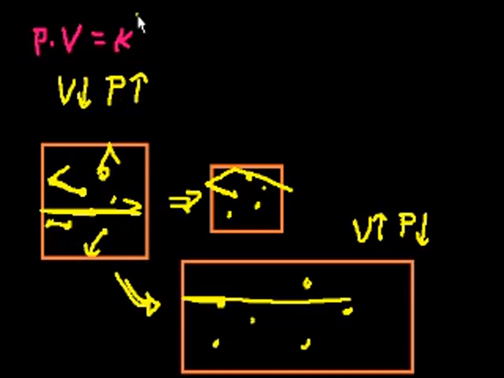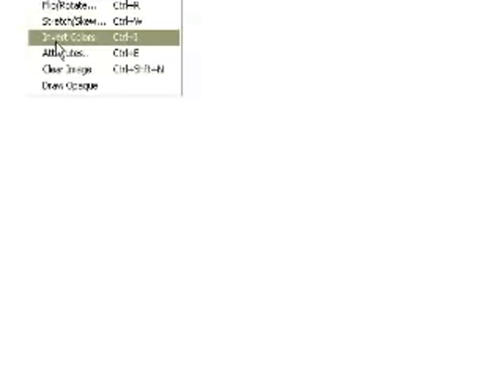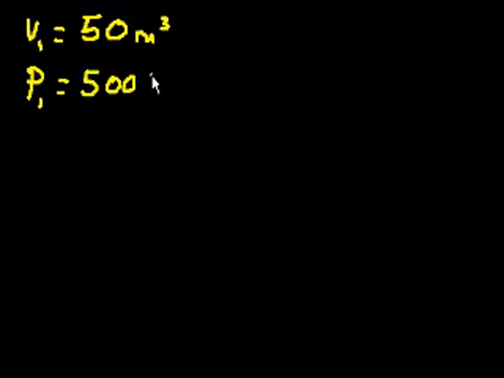So let's say I have a box or a balloon or something, and let's say it has a volume. Let me call this the initial volume. So let's say my initial volume is 50 cubic meters, and let's say my initial pressure is 500 pascals. And just so you remember, what's a pascal? That's 500 newtons per meter squared.